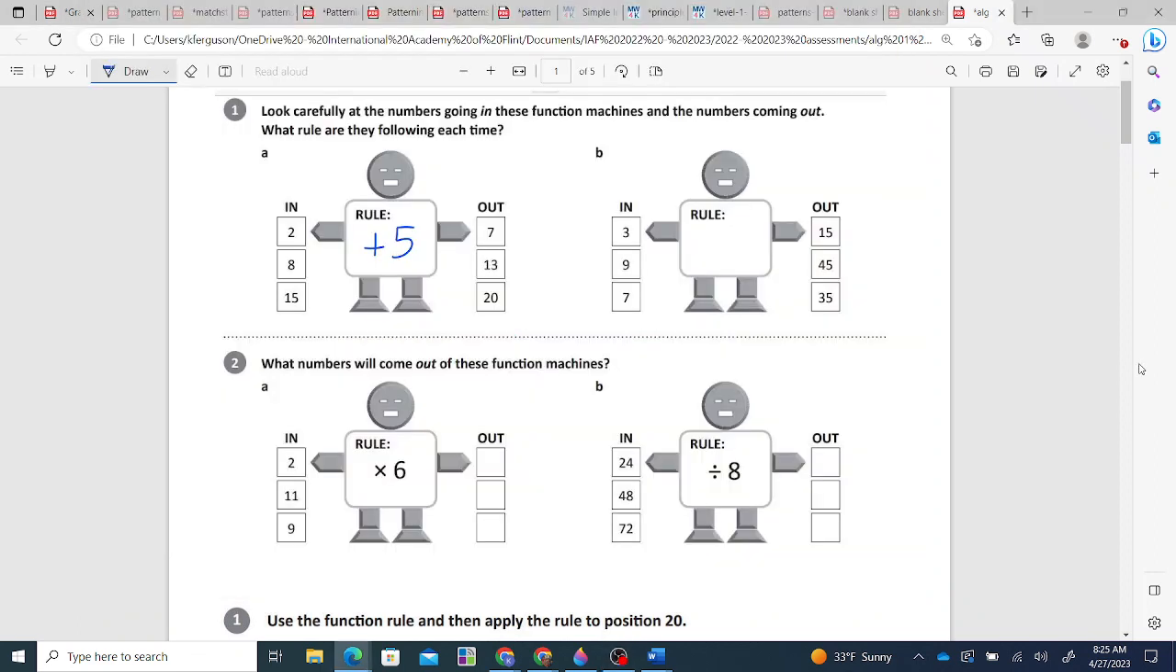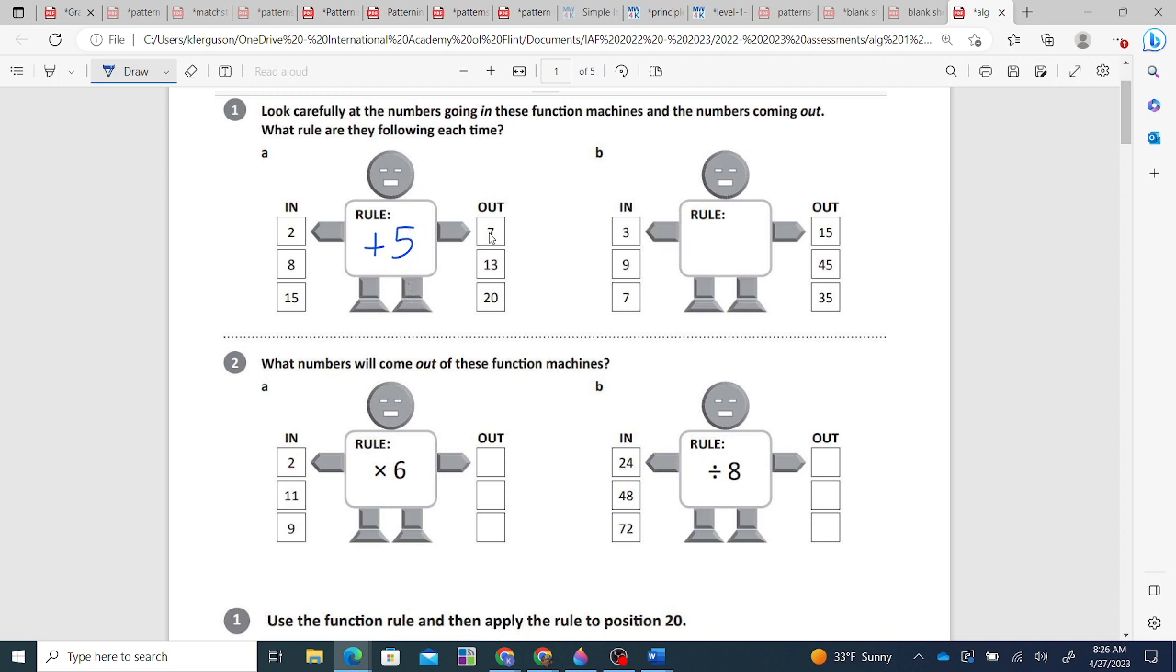So, as I said, look carefully at the numbers going in these function machines and the numbers coming out. What rule do they follow each time? This little person with the little whatever is supposed to represent a function machine. Remember, a function is like you have an input, you put it into the function, and then you get an output. And so, like Naquana said, this first one is plus 5.